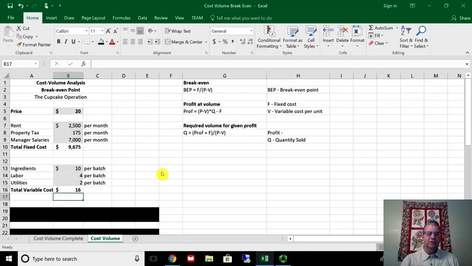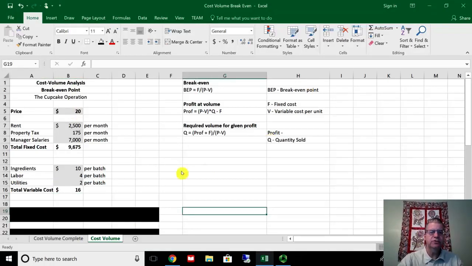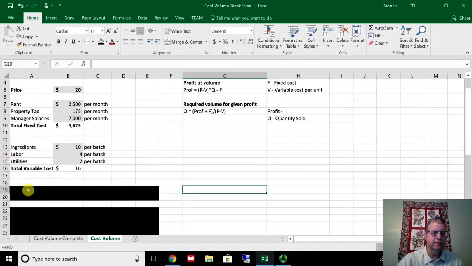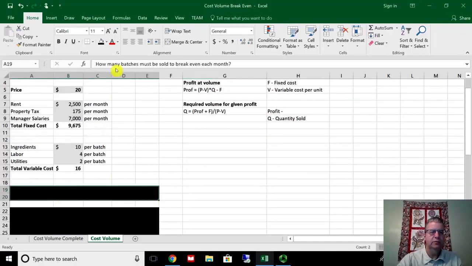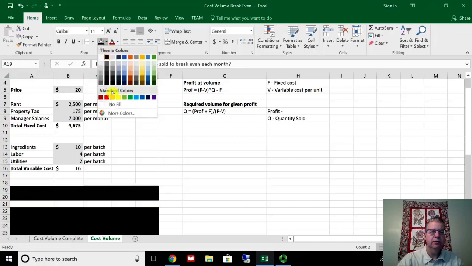So within a given month, my costs are $9,675 for the fixed costs plus $16 times however many batches of cupcakes I make that month. And my revenue is just my price, what I sell them for, times however many batches of cupcakes I make that month. All right, so let's see what the first question is going to ask us here. I've got them blacked out, but we'll uncover the first question.